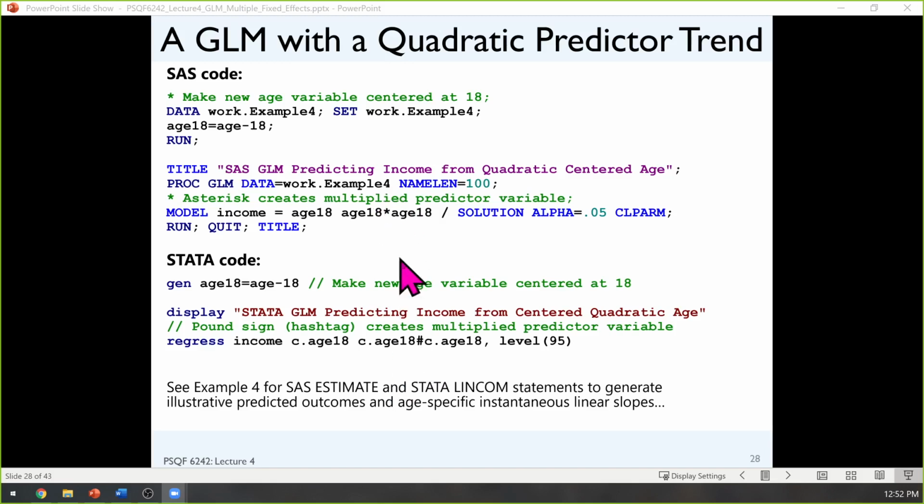So star in SAS, hashtag in Stata to define interaction terms more generally, of which this squared version is just a special case. Okay. Questions or comments as I refuel here?